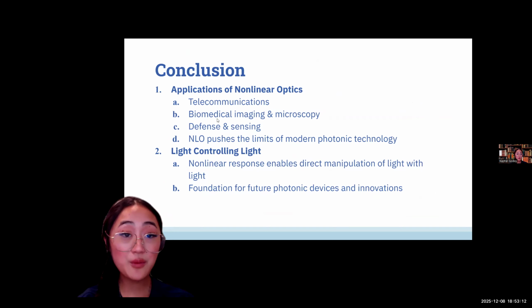So that was a lot of information, but hopefully what you have gathered from all of these concepts is that nonlinear optics has a lot of applications. I included some examples here in the slide: telecommunications, biomedical imaging and microscopy, defense and sensing. Essentially all of these applications allow nonlinear optics to continue to push the boundaries of photonic technology. By understanding how matter responds nonlinearly to intense light, scientists are able to master the ability to control light using light. And this opens the door to countless future photonic innovations.